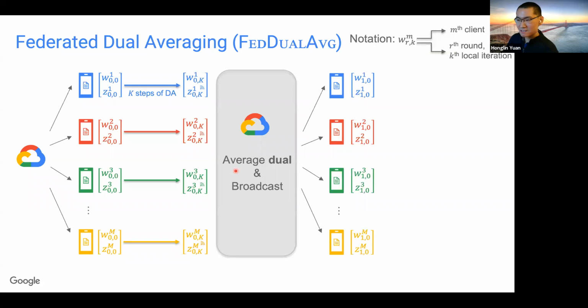So after communication, this orchestration server just sends this dual initialization to the second round of clients. This is possible because the dual states are persistent. You can continue the computation starting from this initialization of the dual states. And this gives our federated dual averaging algorithm.